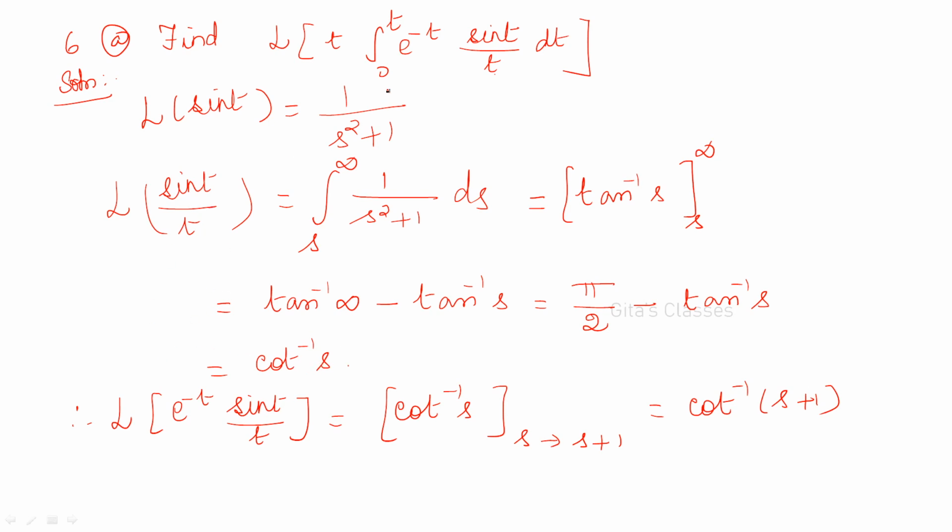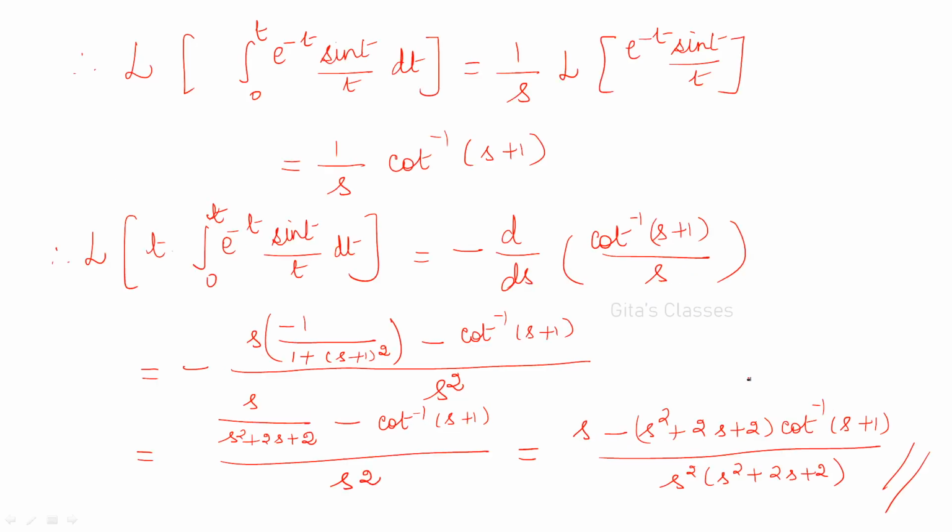So now innermost sin t we have found out, then sin t by t, then multiply by e power minus t. So L of e power minus t into sin t by t is cot inverse of s. Already we have found out L of sin t by t as cot inverse of s, in which s is to be replaced by s plus 1. So it is cot inverse of s plus 1. Okay. Now integral. If it is integral, then divide it by s. So 1 by s into L of, without this integral, whatever you have found out the Laplace transform of that function, and divide it by s. So 1 by s into cot inverse of s plus 1. Now again multiply with t. Okay.